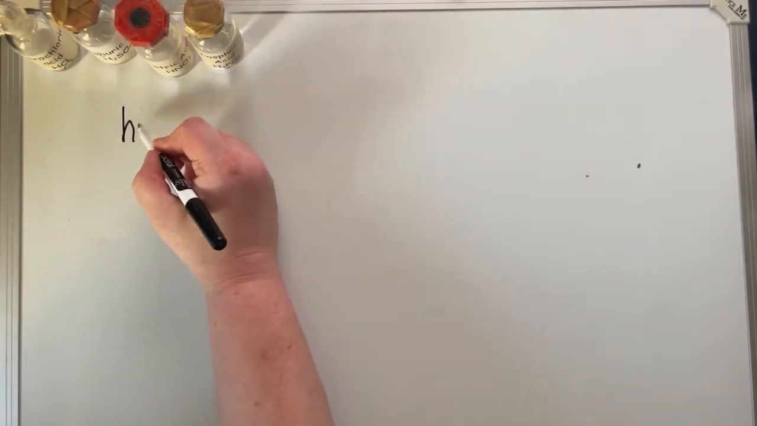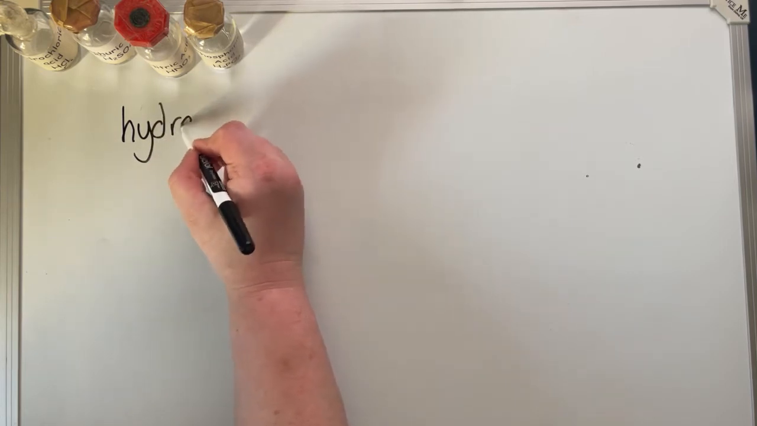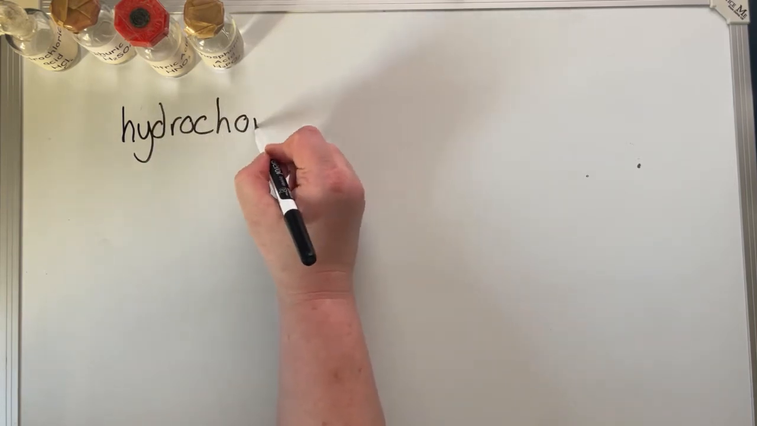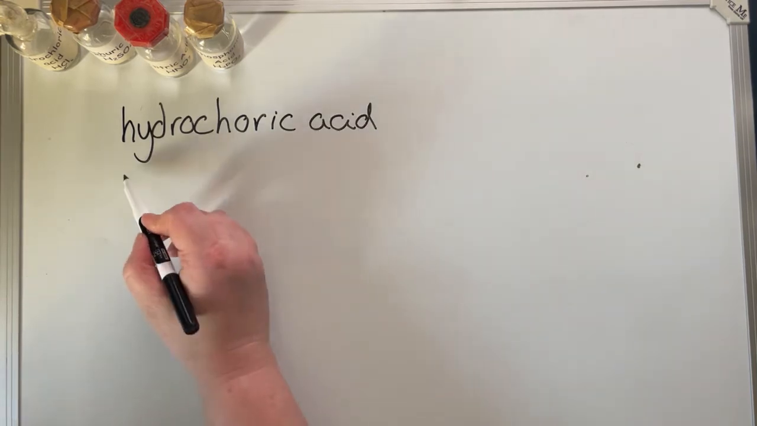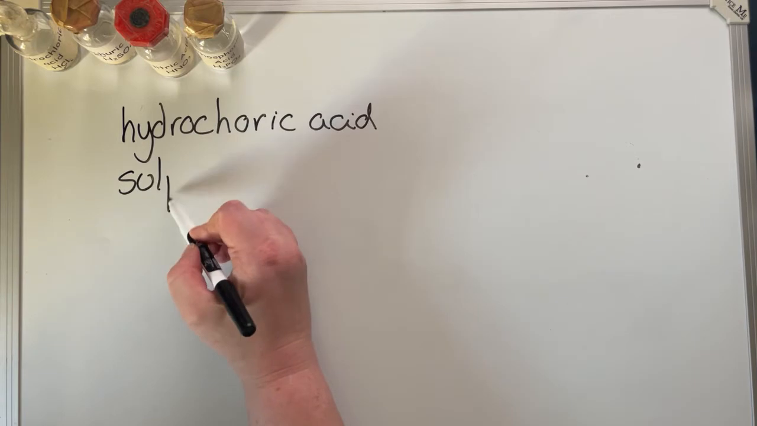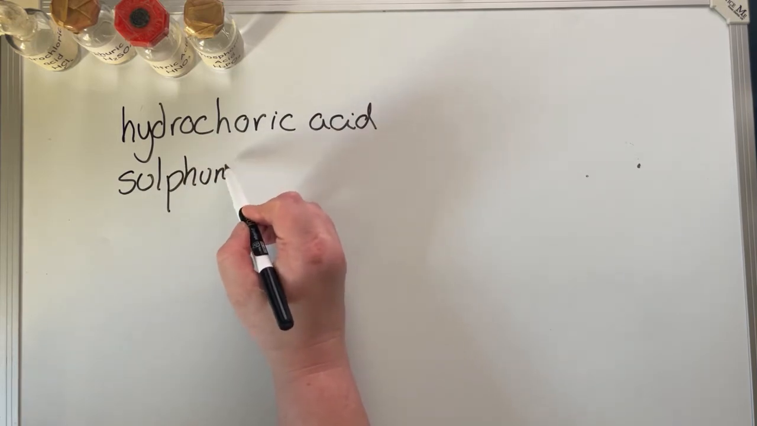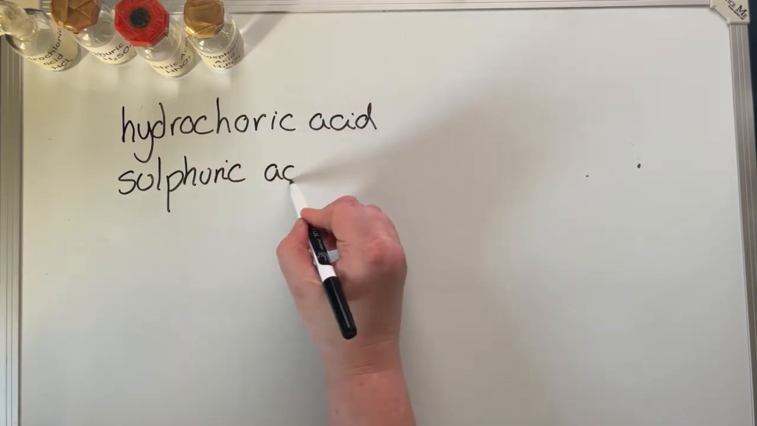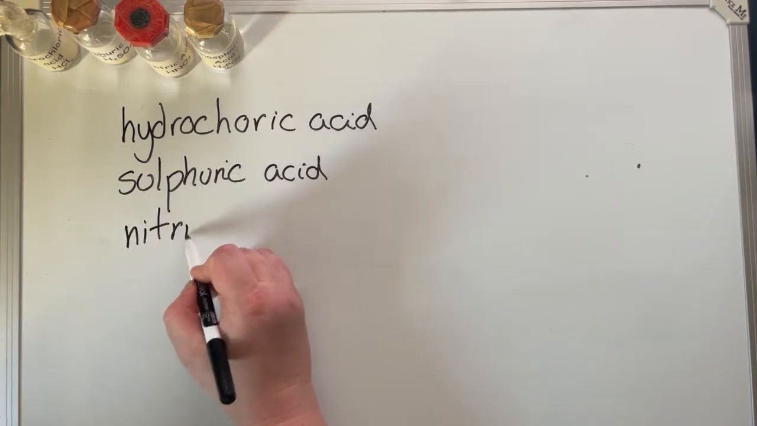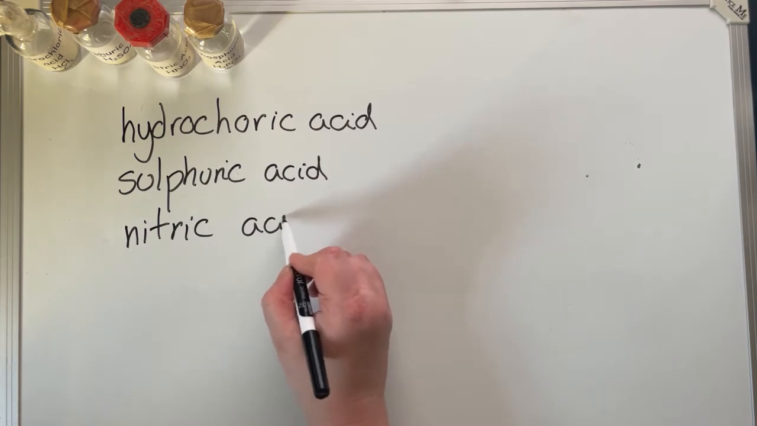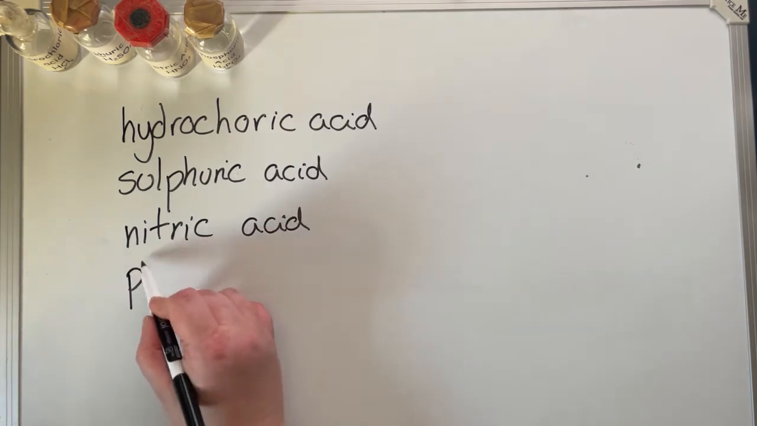This is a video about acids and their formulae. The four most common laboratory acids are hydrochloric acid, sulfuric acid, nitric acid, and phosphoric acid.